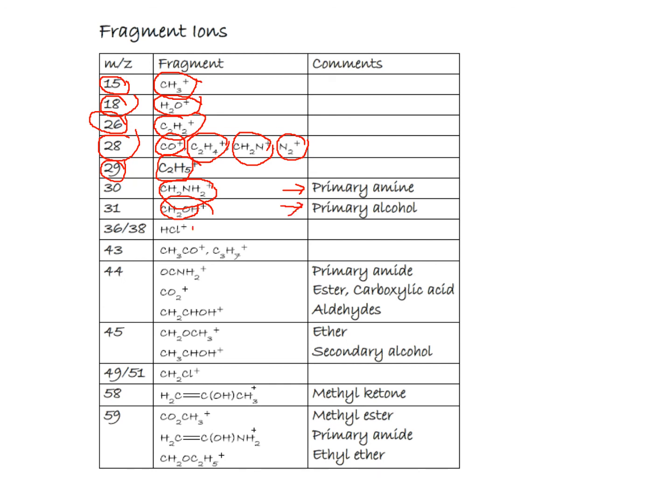If you have HCl, the alkyl halide. CH3CO+, C3H7+, that's causing the peak at 43. 44 could be OCNH2+ if you have a primary amide, or CO2+ if you have an ester or carboxylic acid, or CH2CHOH+ if you have an aldehyde, and so on.